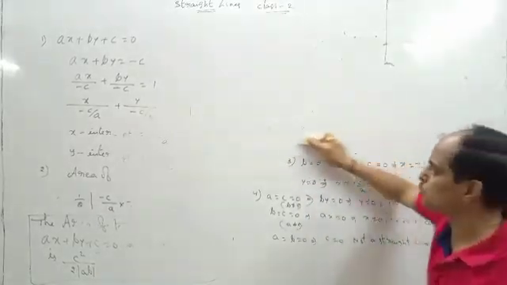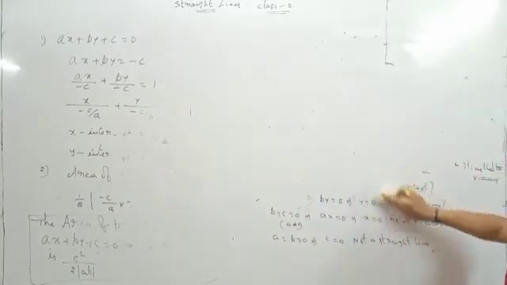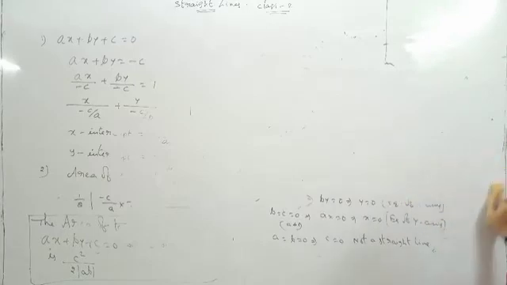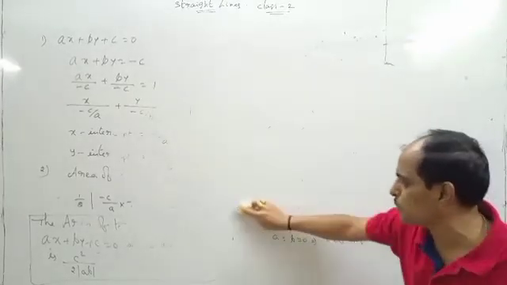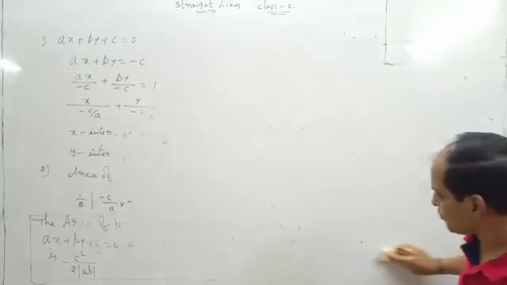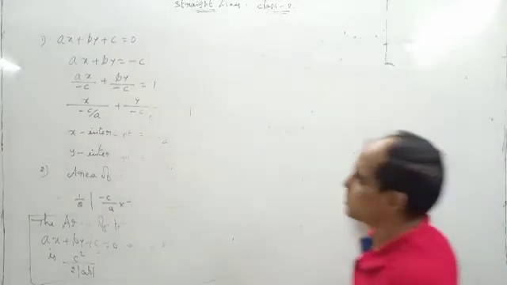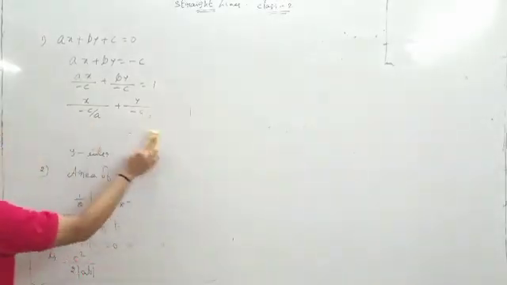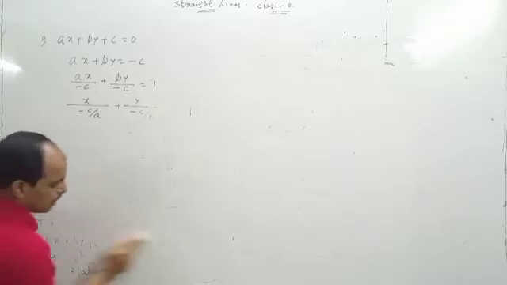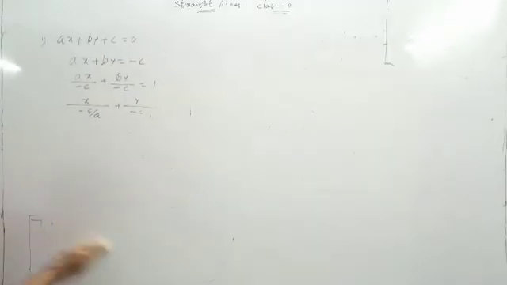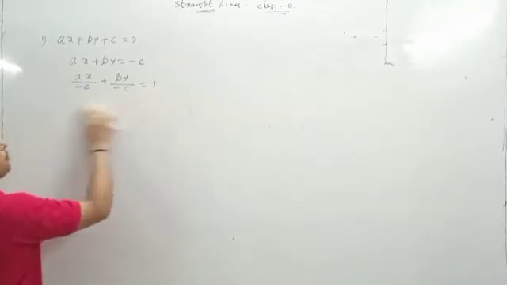X intercept and slope is there. What is the formula? Y is equal to m of x minus a is the formula when x intercept and slope are given. Now y intercept and slope is given: y is equal to mx plus c. Both the intercepts are given: x by a plus y by b is equal to 1, where x intercept and y intercept are given.